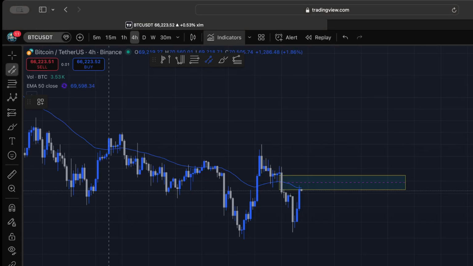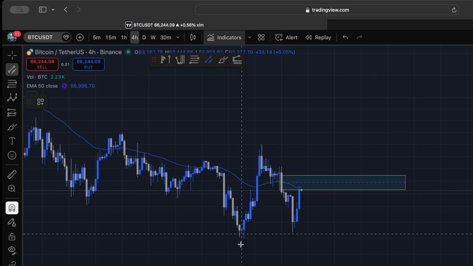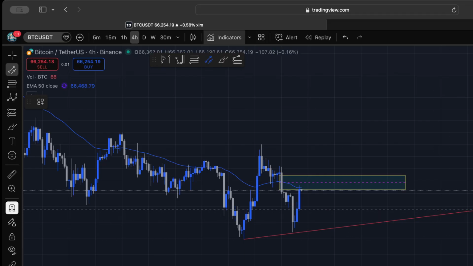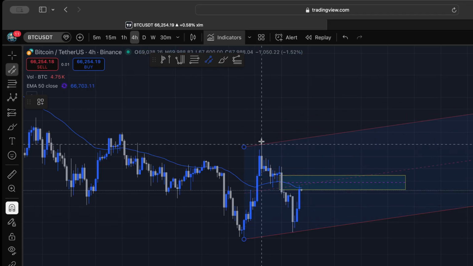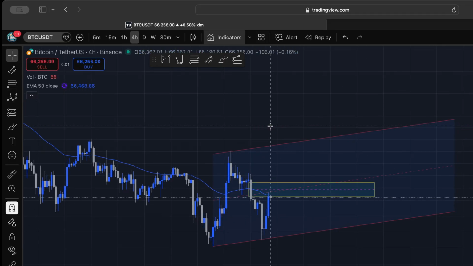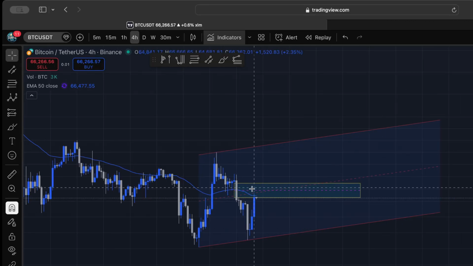All right, so this is why Bitcoin moving forward is going to be really imperative for you to understand the things that we're talking about. If we place a base channel on the move that we're talking about here, from low to high, that gives us one classical form of technical analysis. We can see we're coming to the resistance of that center line now.